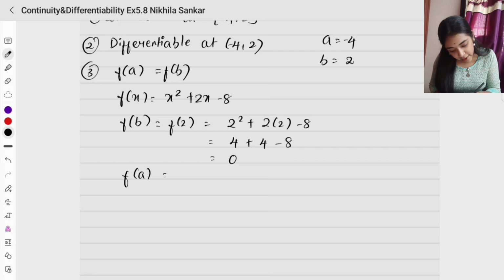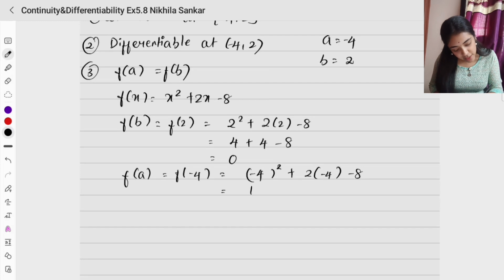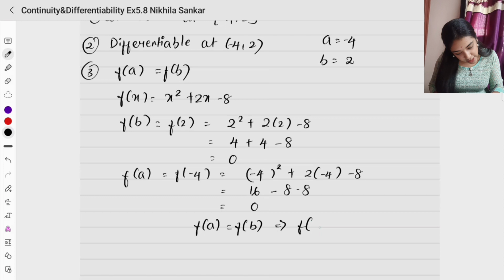f of a என்ன? f of -4 the whole square plus 2 times -4 minus 8. -4 the whole square is plus 16. Minus 4 2s are 8 minus 8. So this is 0. I see that f of a equals f of b, which means f of 2 equals f of -4. So third condition was satisfied.